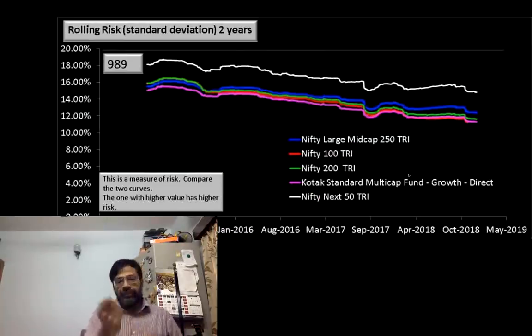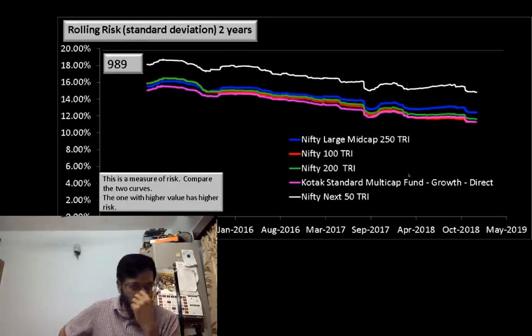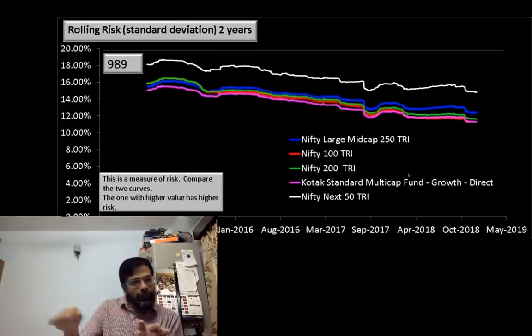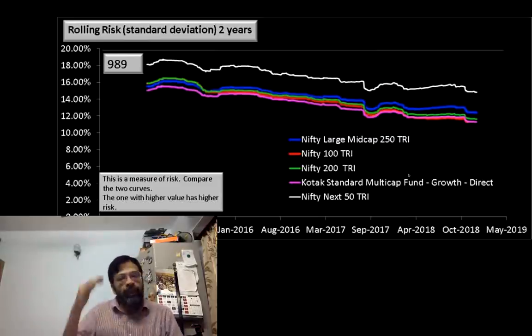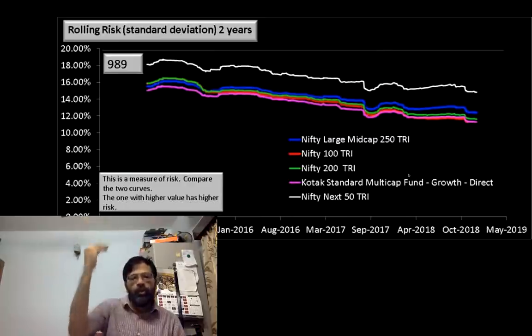So this is the rolling risk. In the previous graph, you looked at the rolling return, and in every color there are 989 data points. Every colored line has 989 standard deviation or rolling risk calculations, or the volatility as it's called. So the standard deviation tells you, for a 2-year period, it looks at the daily return of the fund and the index, and how much the daily return fluctuates with respect to the average daily return over the 2-year period is what is measured. So the higher the curve, the riskier the fund.